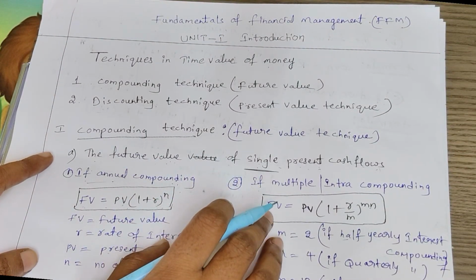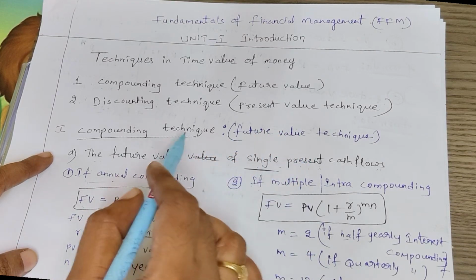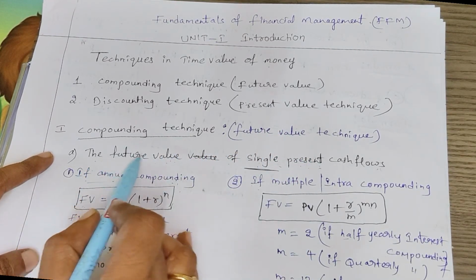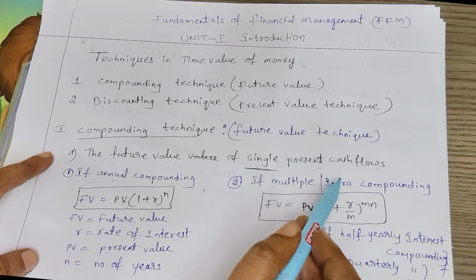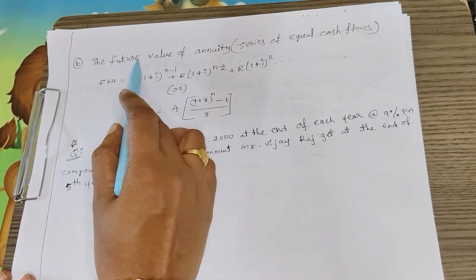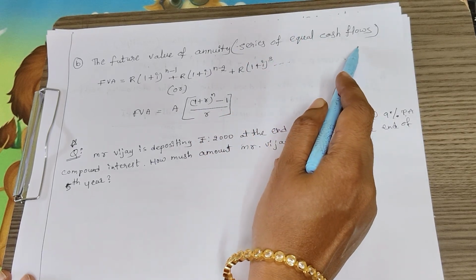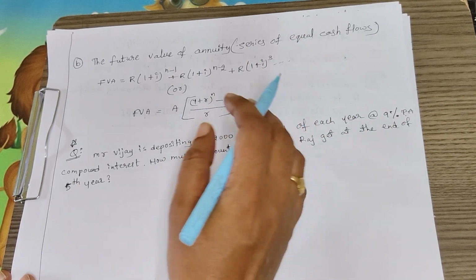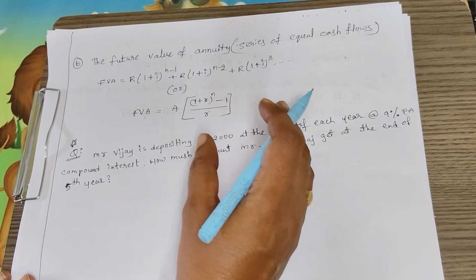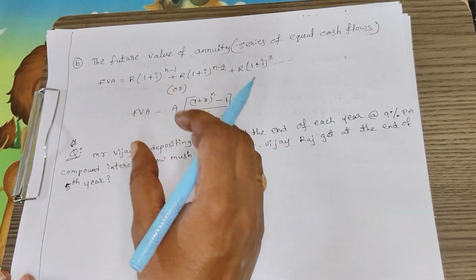In the last video, we discussed compounding techniques, that is future value techniques. In that, we completed the future value of single present cash flows. In the compounding techniques, we have the second one, that is future value of annuity, also called a series of equal cash flows. Equal cash flows means every year we are investing the same amount of money. For example, this year 2000, next year 2000, coming year 2000. Same amount we are investing.